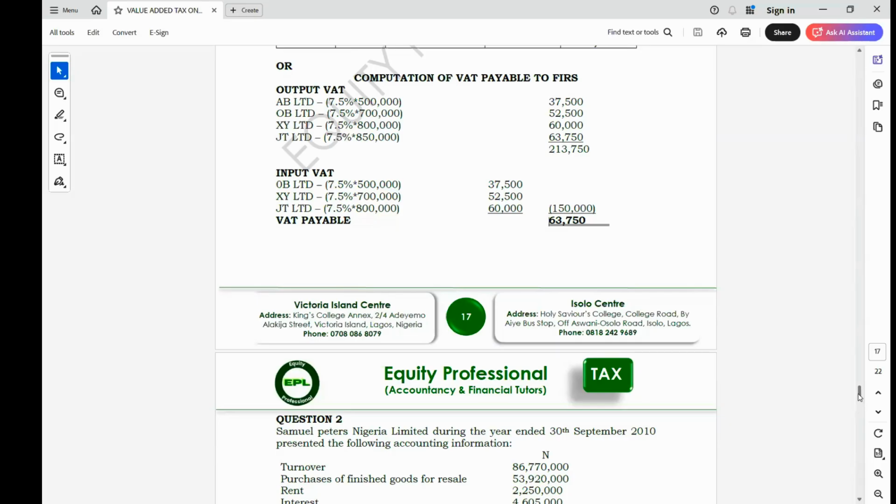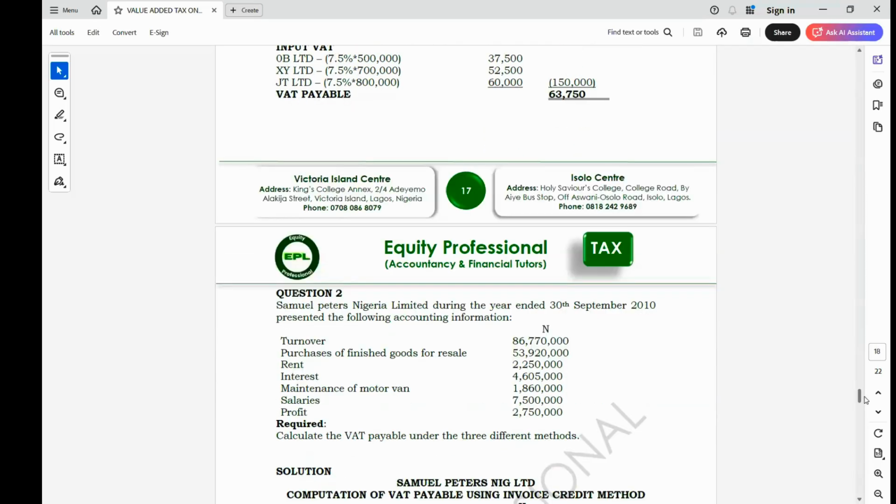So then we also have the second question, which is question number 2. Under question 2, we have Samuel Peter Nigeria Limited, which during the year ended 30th September 2010 presented the following accounting information: turnover, purchases of finished goods for resale, rent, interest, motor vehicle, salaries, profits. Then required: calculate the VAT payable under the 3 different methods.